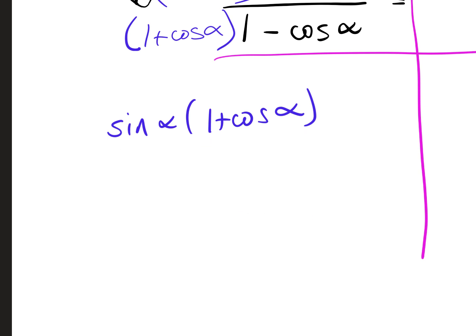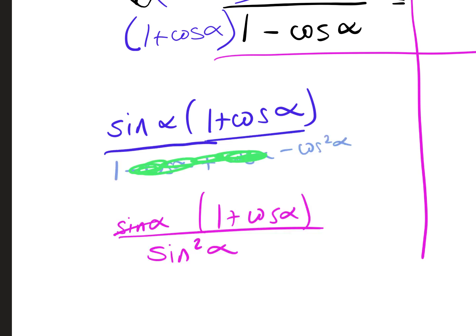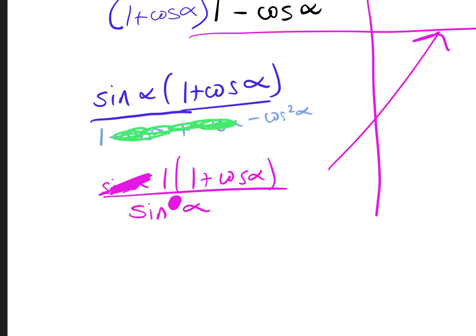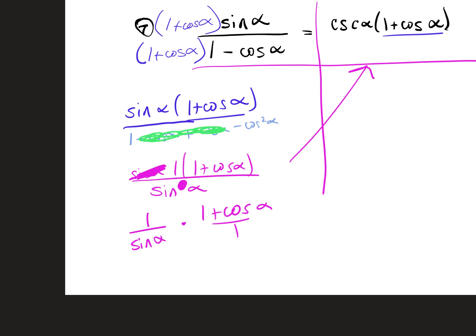All right. Anything to cancel? Cancel a sine. So this is a 1, right? And this is here. I'm trying to get to that, though. Can I separate? Yeah, you can. There's a 1. So I can say 1 over sine theta times 1 plus cosine. What is 1 over sine the same as? Cosecant. Which is now, guys, we have the same thing.